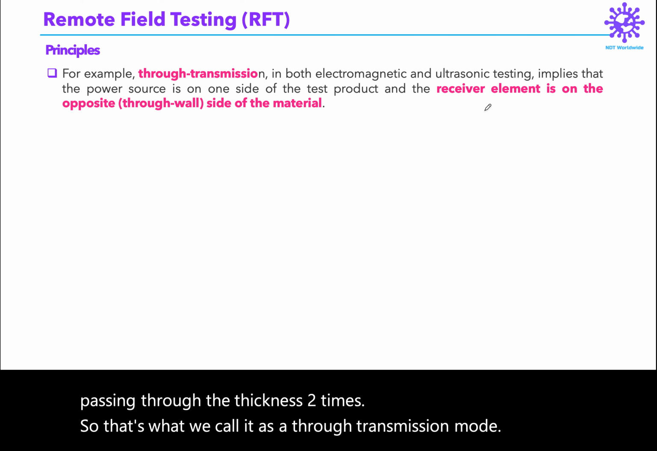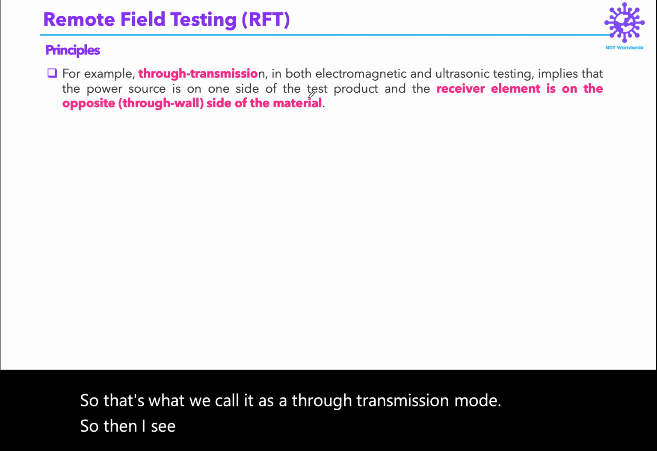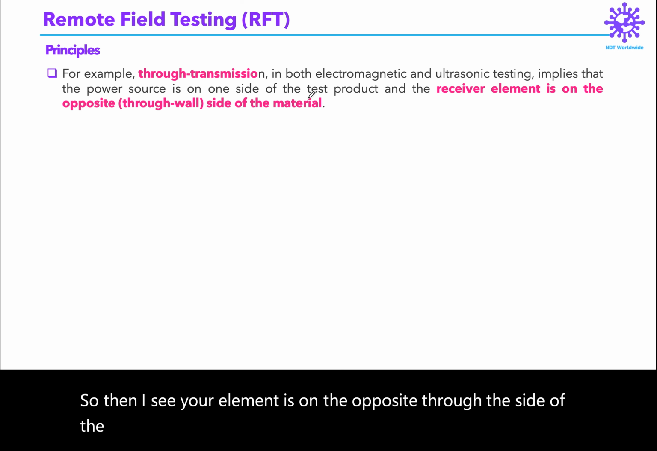Okay, so the receiver element is on the opposite side of the mark. So the difference is simple. You need to have one thickness in between. For example, if you see through transmission, this is your plate, and you can put a transmitter here, and you can put a receiver, and this one we call through transmission mode.